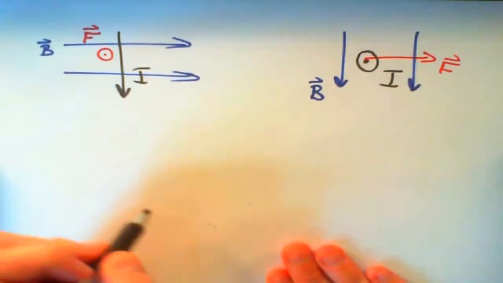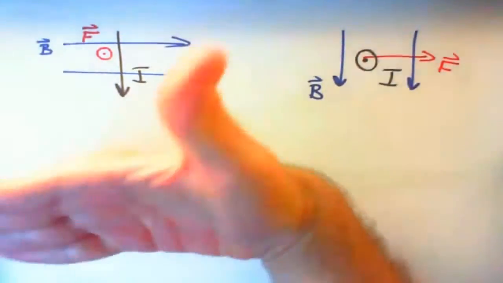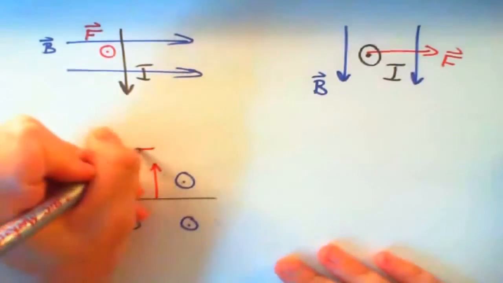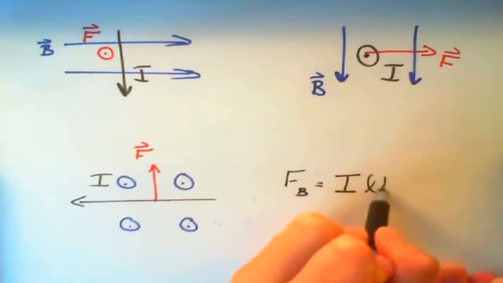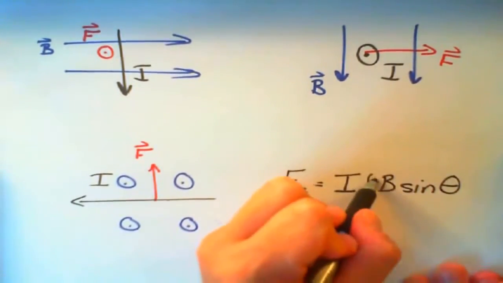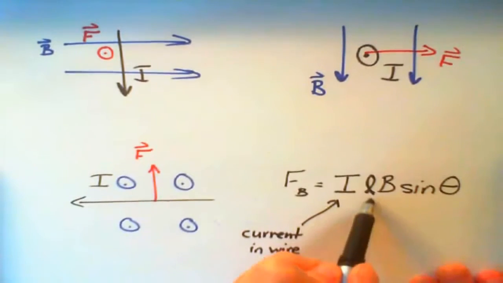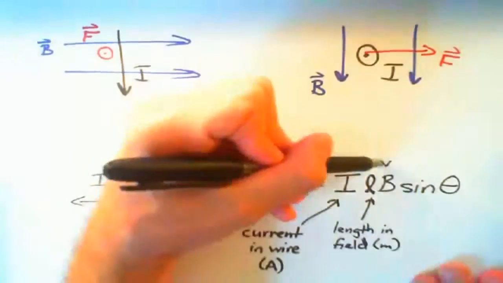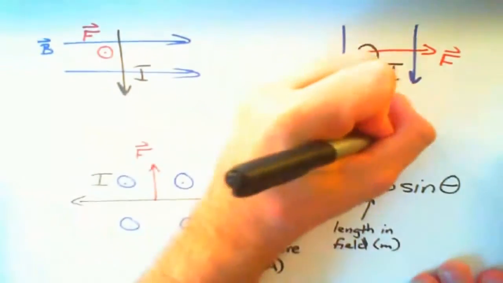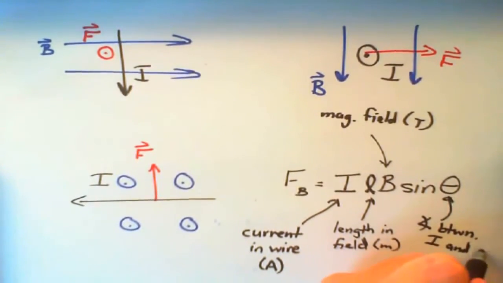So once we have the direction of the magnetic force on a wire in a field, we might want to know the magnitude of that force. This is the equation for it. The magnitude of the magnetic force on a wire is equal to ILB sine theta. The I is the current through the wire, measured in amps. The L is the length of the wire that's in the magnetic field, measured in meters. B is the strength of the magnetic field, measured in Tesla. And theta is the angle between the current and the magnetic field.